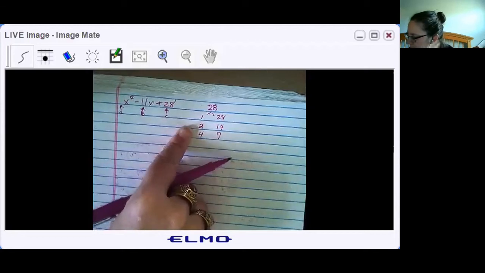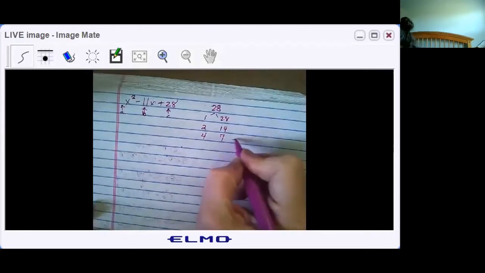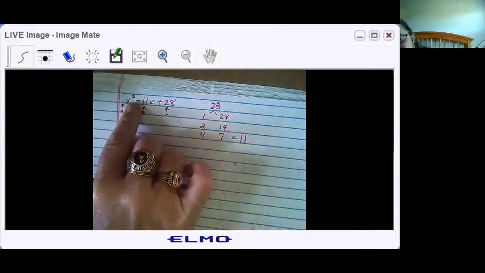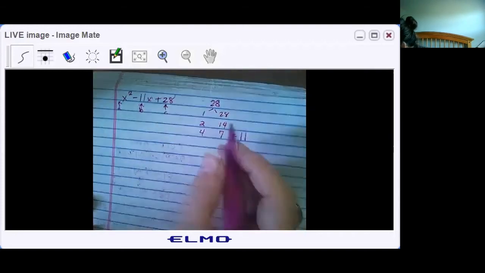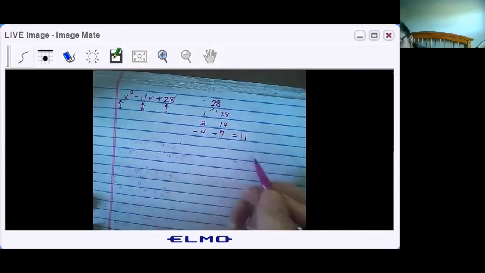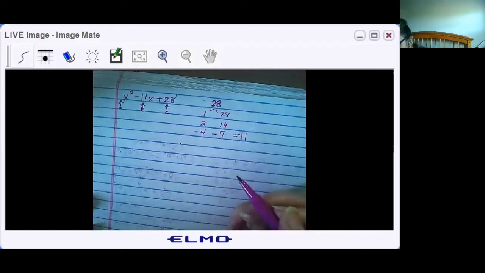Now we've got a problem here. 4 plus 7 is 11. But how am I going to get a negative 11 here and a positive 28 here? What would happen if I said negative 4 minus 7? That would give me the negative 11 I wanted.